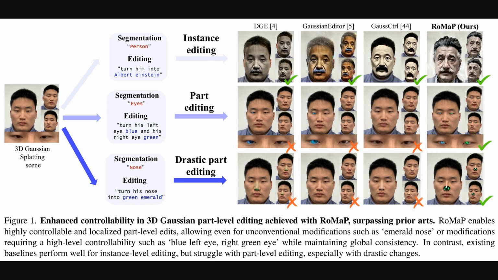Look at the request to make one eye blue and one green. Only RoMaP succeeds. The same goes for turning the nose into an emerald. It's a striking visual proof of their improved control.